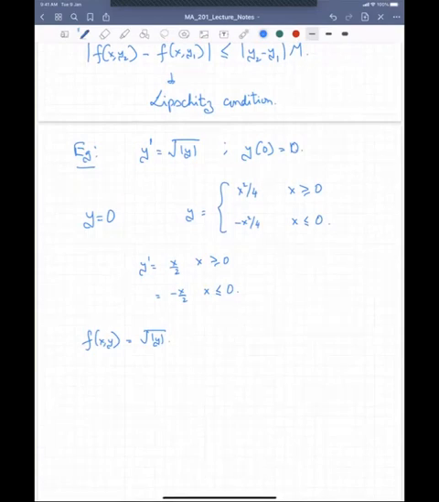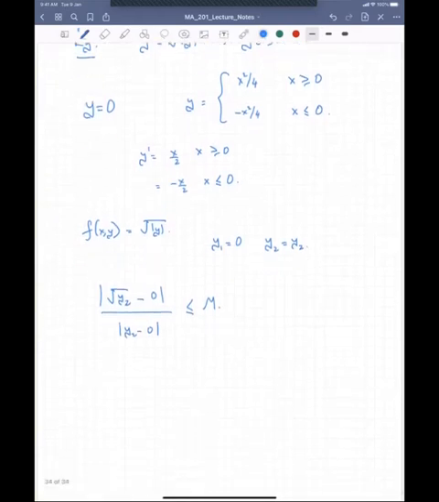So let's take 2 points. y1 equals 0 and y2 equals some value y2. Okay, and now let's check the Lipschitz condition. What is this? This is square root of y2 minus 0 divided by y2 minus y1, which is less than or equal to some m, right? So in other words, the left-hand side should be bounded by m. That's what the Lipschitz condition states in order to have a unique solution. But what is the left-hand side? The left-hand side is 1 over square root of y2.